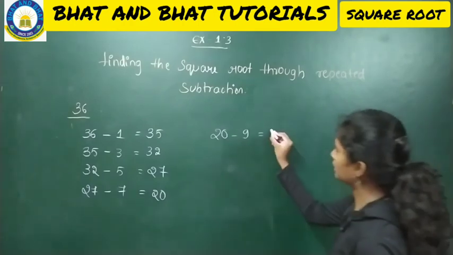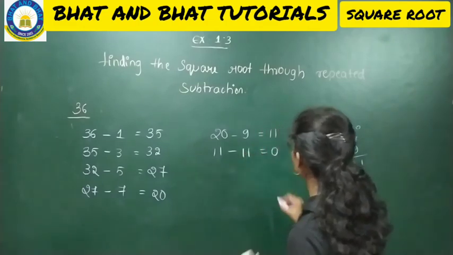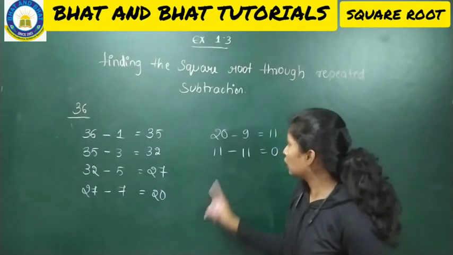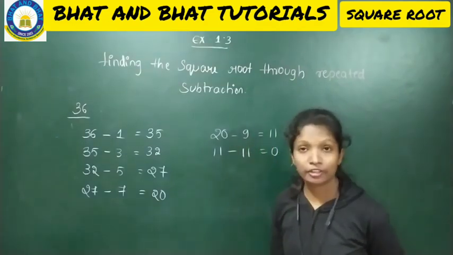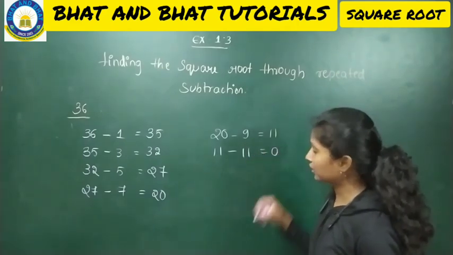The remainder is 11. So 11 minus 11 which gives you 0. After 9 the next number is 11. Correct. So whatever the answer you have got, you are going to put here. After 9, the next odd number is 11. So you are going to put 11. So 11 minus 11 is 0.